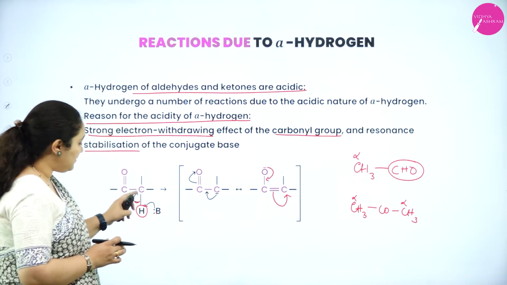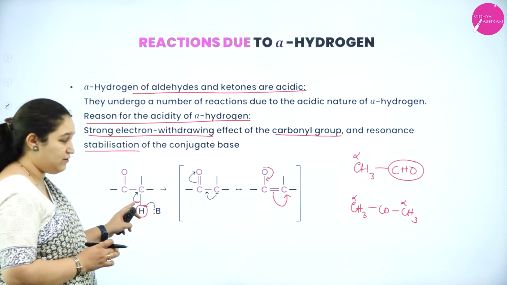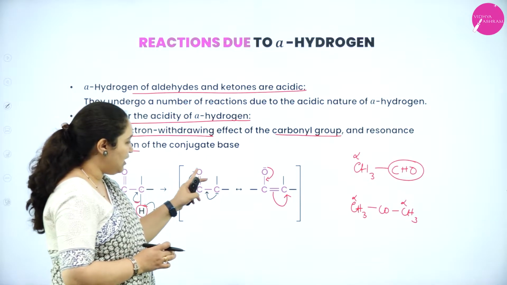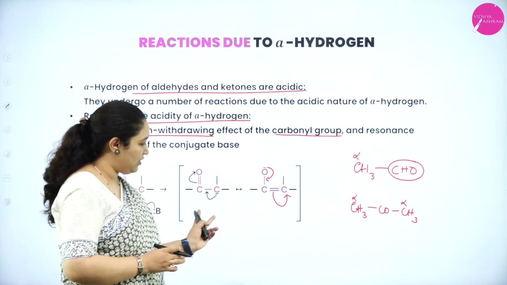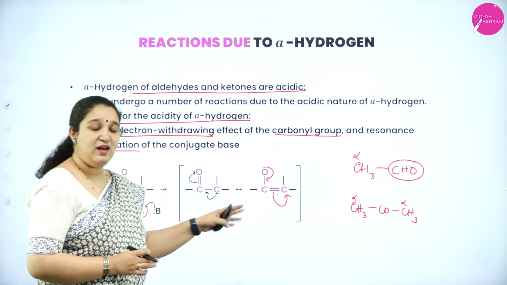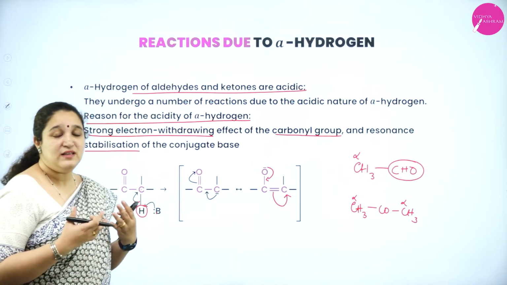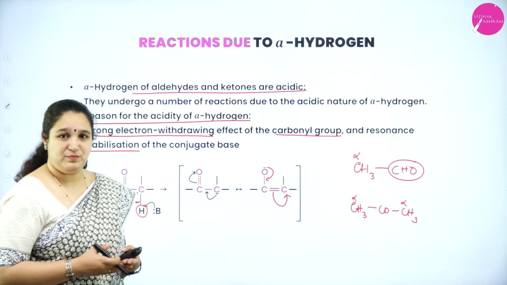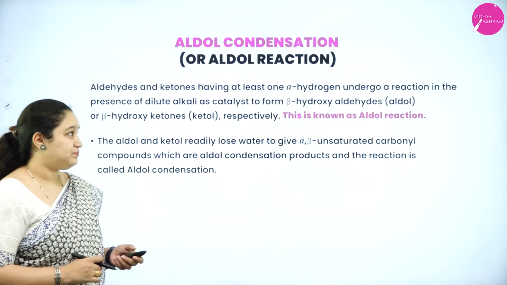The carbon which is attached to it gets the extra electron of hydrogen, that's why the negative charge. The negative charge can form bond, bond can form charge, again the charge can form bond, bond can form charge. So two resonance structures are there, and whenever there is resonance, we know it is having extra stability. That is the reason alpha hydrogen is more acidic. Okay. Now what are the reactions because of this alpha hydrogen?